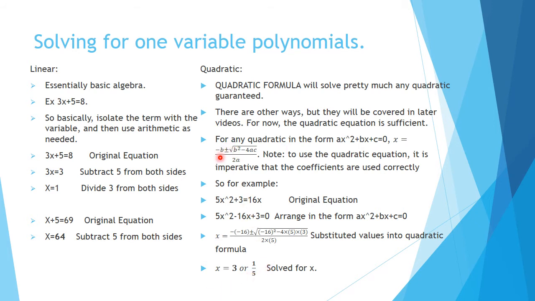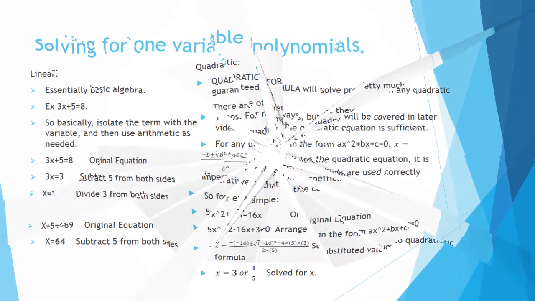There are two answers because of the plus or minus sign. One of the answers is negative b plus the square root of b squared minus 4ac over 2a. And the other answer is negative b minus the square root of b squared minus 4ac over 2a.